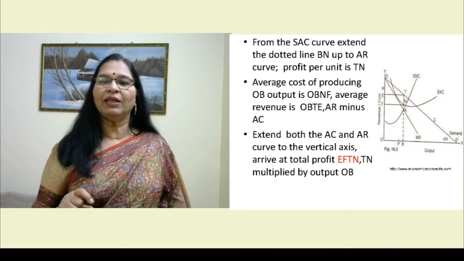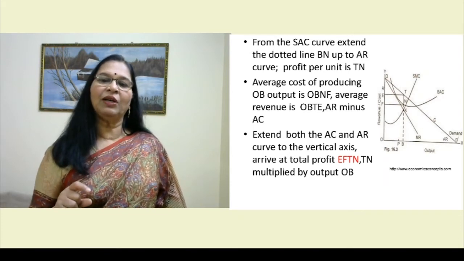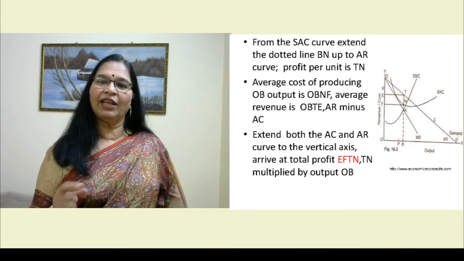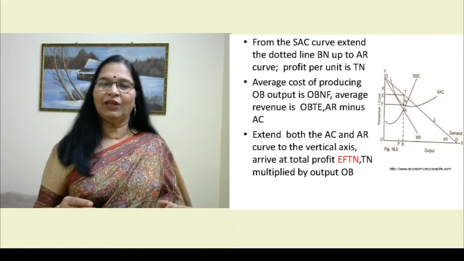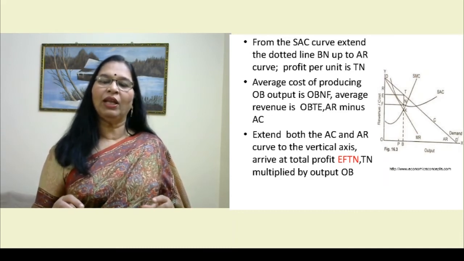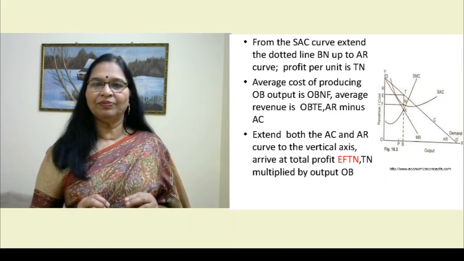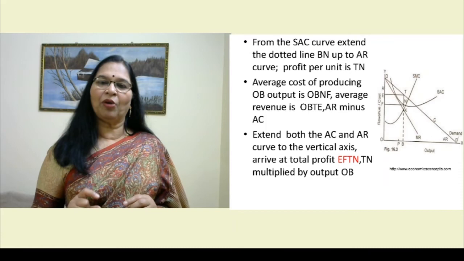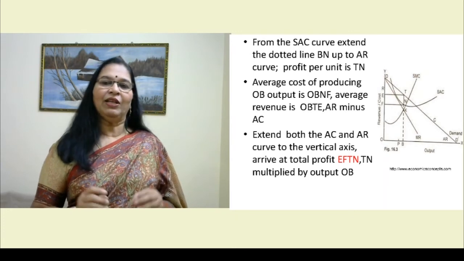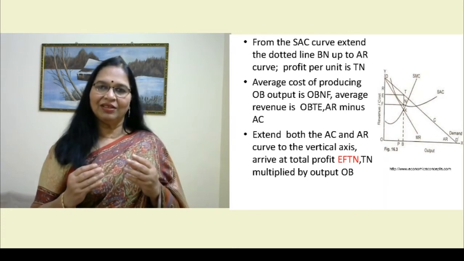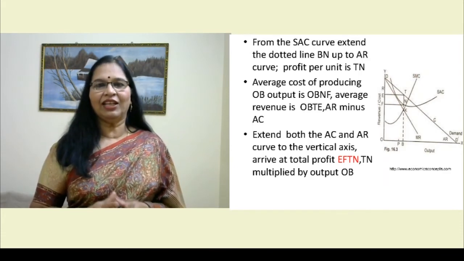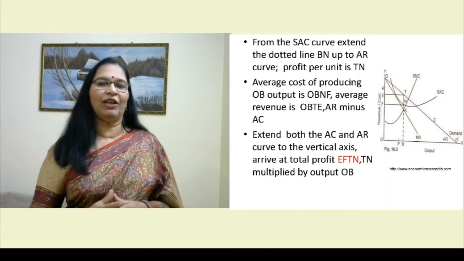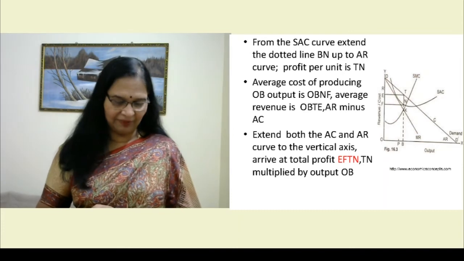Then AR minus AC, you get the profit per unit. So extend both the AC and AR curve to your vertical axis, and that small rectangle that you have got, EFTN, is the profit. So TN per unit profit multiplied by the total output OB gives you the total profit for the firm. So take a minute, take a pencil, draw the curve, see how the curve is drawn. You will understand that. It is not difficult at all. It just looks very complicated, but there is good logic to draw this diagram.